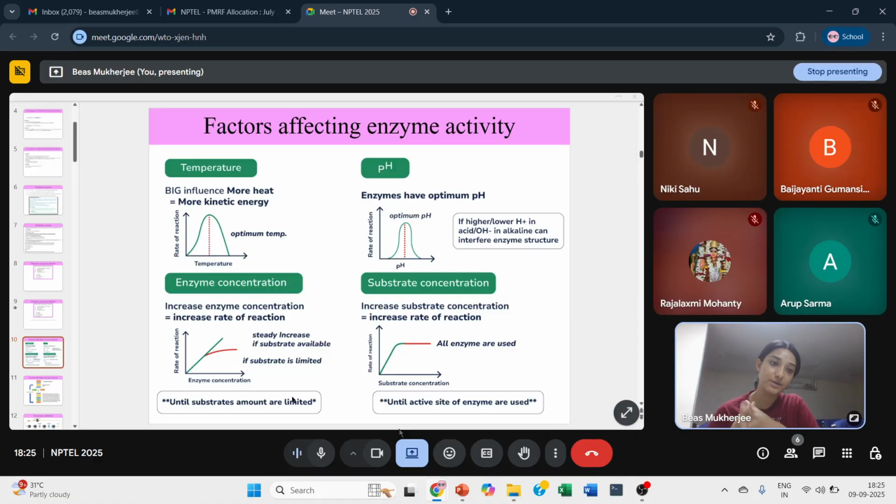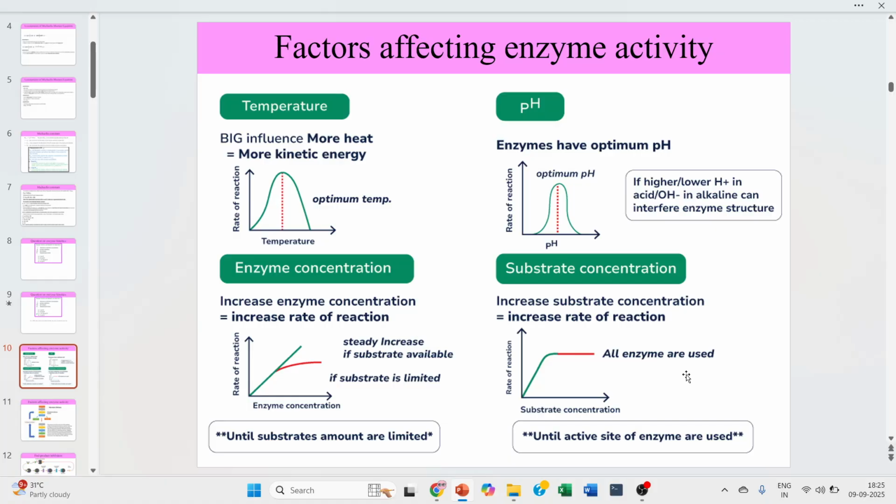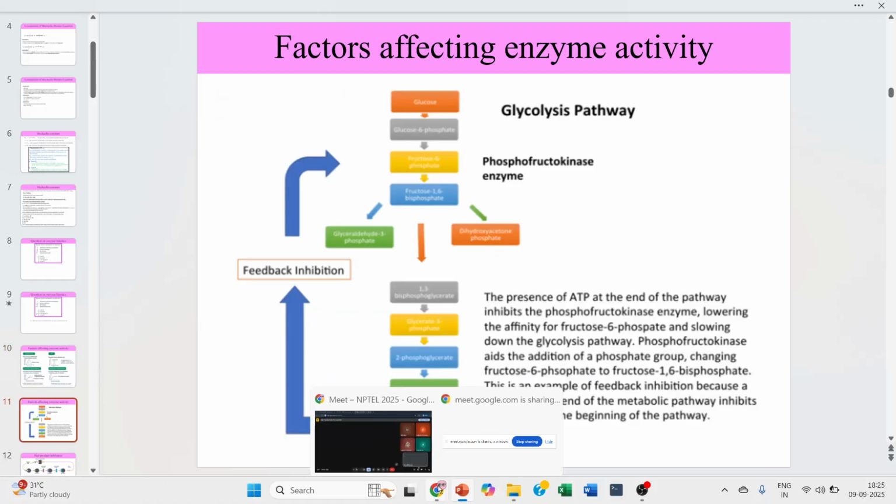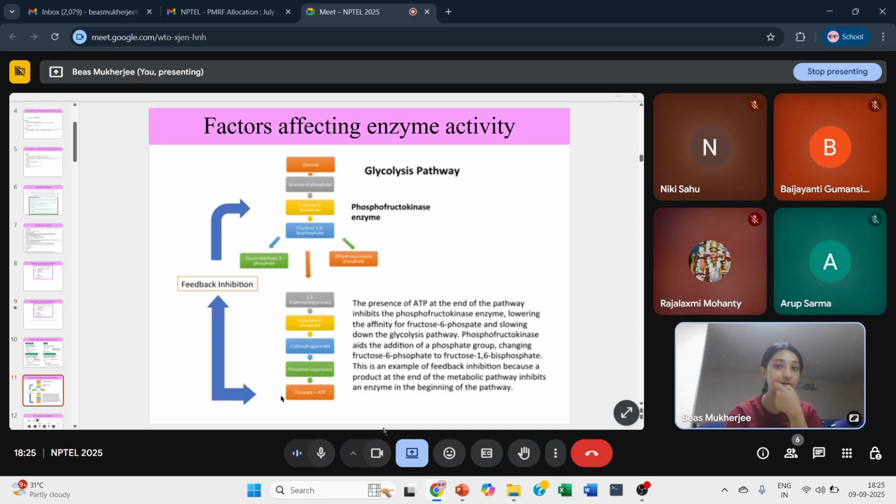Exactly same thing for substrate concentration as well, right? So I hope that explains the previous question to you. Now we will talk about this feedback inhibition. So I told you that nature has devised everything in such a way that there is no loss, no excess. Now we keep on wasting resources. We are humans, but nature is designed in such a way that there is not much loss in the body.